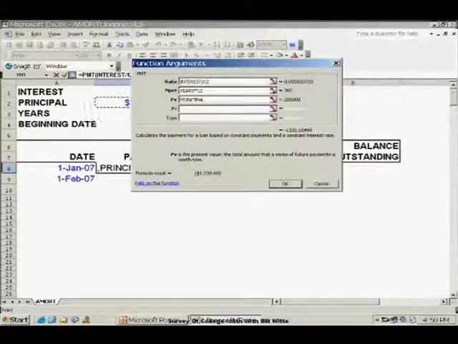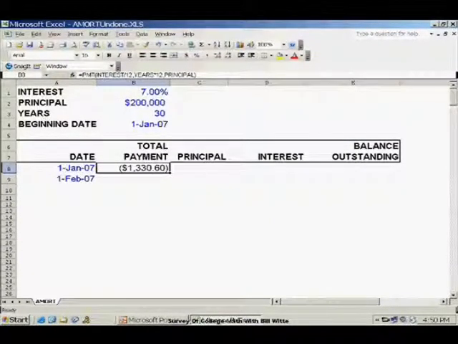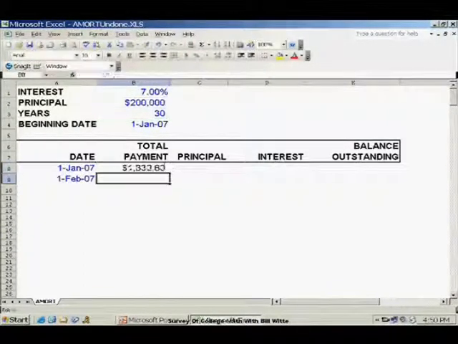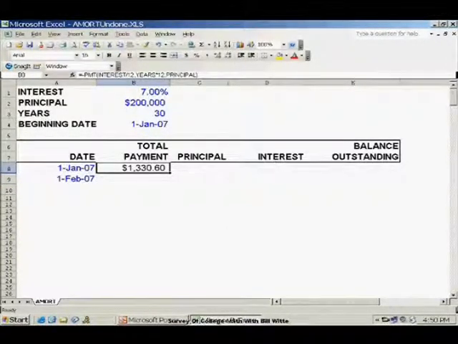And I'll come back and, as it tells me, my payment is negative to me, and I don't want to confuse you, so I'm going to change that to a positive, but that's the deal. I think I'm going to change this to a negative of a negative, and we'll know the payment. Every month I'm going to have to pay for this $200,000 home $1,330.60. It calculated it for me just that fast. How cool is that?